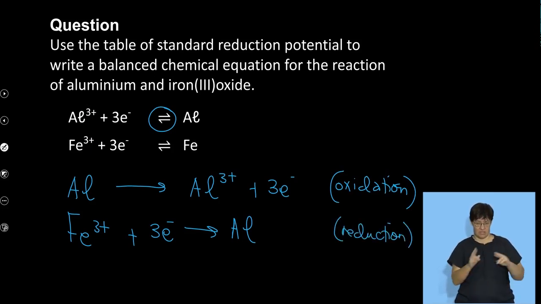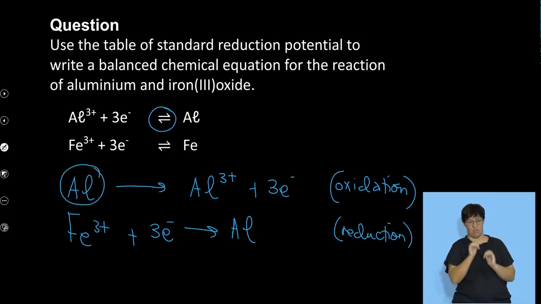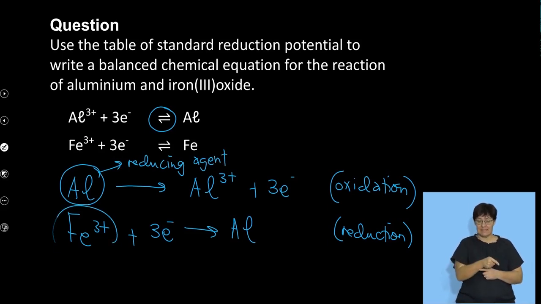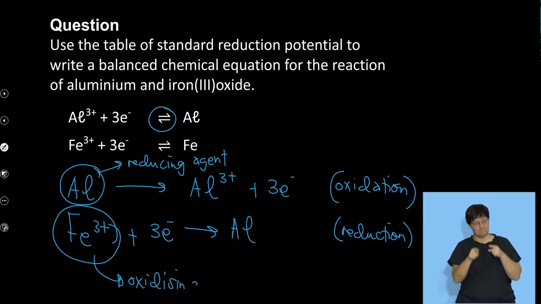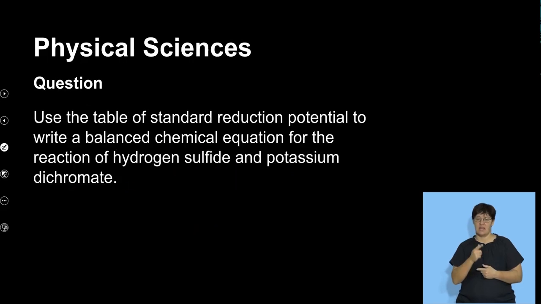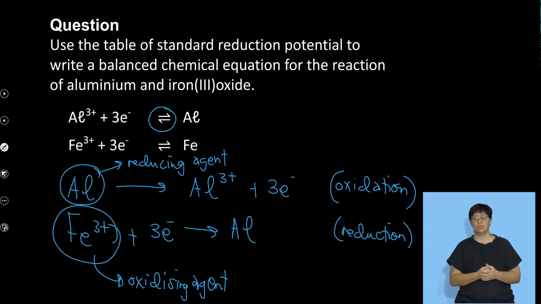But of particular interest to us, again, is the role of each of these. So aluminium is a stronger reducing agent, okay? While the iron(III) is an oxidizing agent. So these are the two half reactions undergone in this reaction between iron and aluminium, right? These are the half reactions, but we want to write a balanced reaction for both of them.